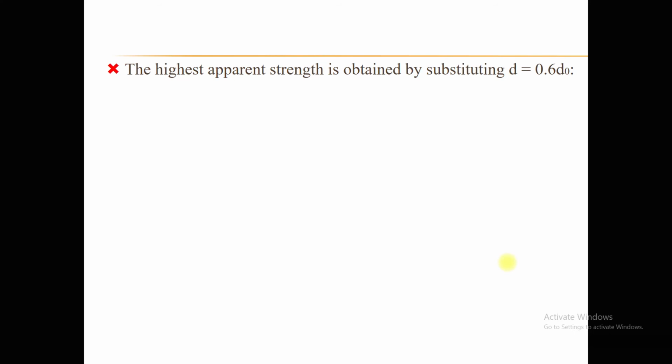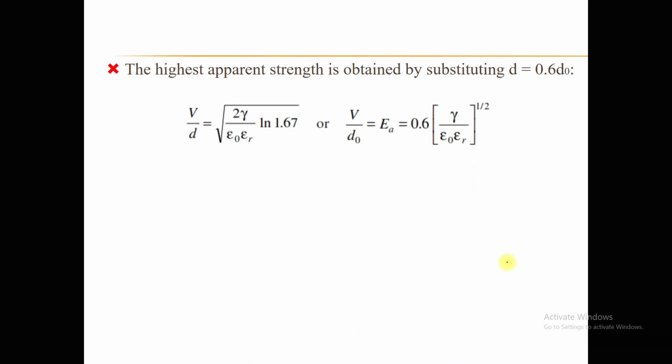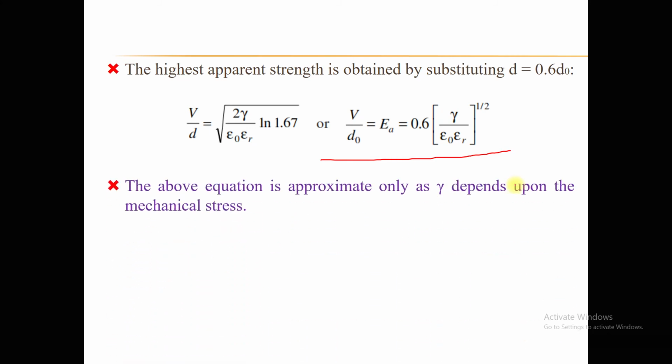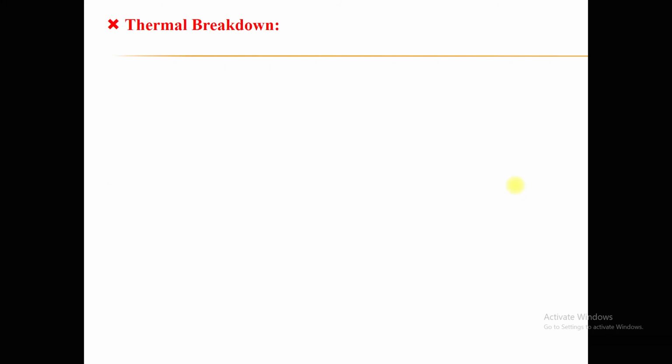So the highest apparent strength is obtained by substituting d is equal to 0.6 d0. So we have this relationship. Okay, V upon d0 is indicating the electric field intensity. So 0.6 into gamma upon epsilon 0 epsilon r raised to 1 by 2. Okay, so it will approximate only that it will be highly dependent upon the gamma.